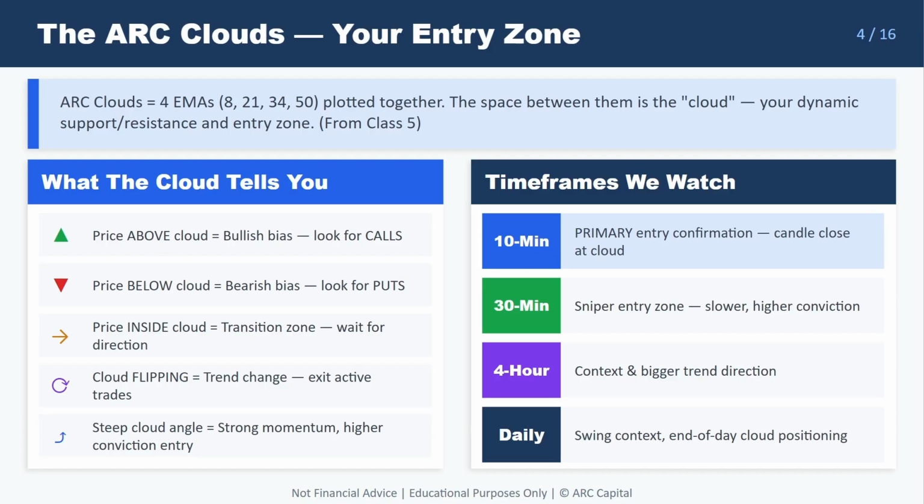So every 30-minute touch of the retest of the clouds has been a very key support. 4-hour, same deal, right? Context and bigger trend direction. And the daily is for swinging context, end of day cloud positioning. We're looking for the overall sentiment of the stock, right?